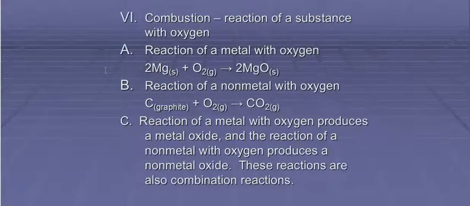The sixth type of reaction, combustion, a reaction of a substance with oxygen. If you react a metal with oxygen, you get a metal oxide. If you react a nonmetal with oxygen, you get a nonmetal oxide. Both of these reactions use the most common charges. So magnesium +2, carbon +4. And these are also combination reactions because I'm producing one product.